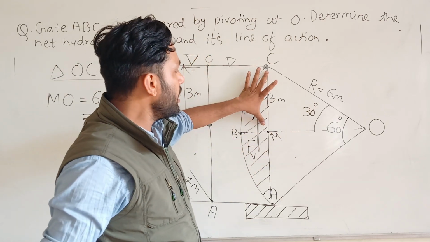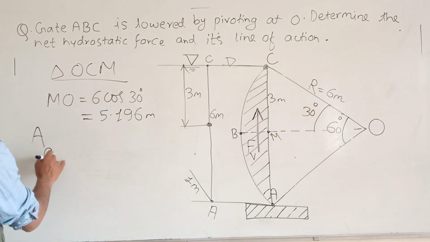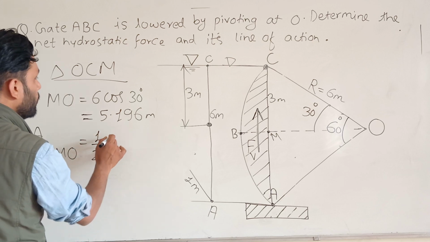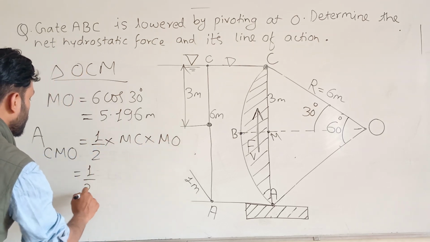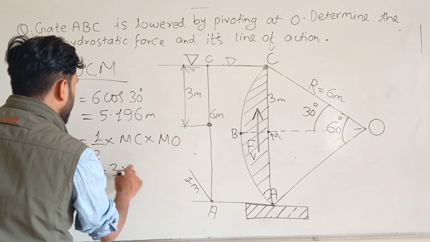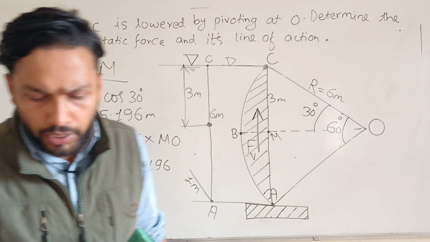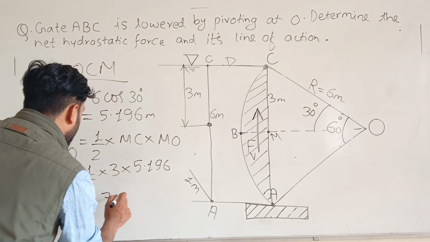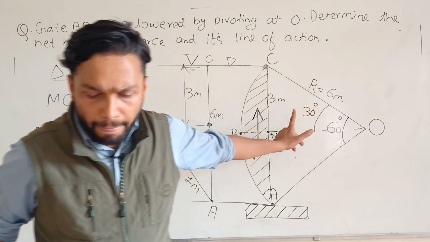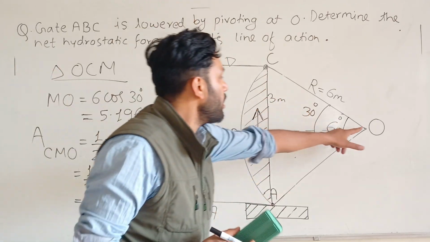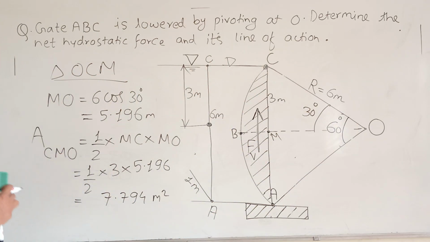Knowing MC and MO, you can easily find the area of the triangle CMO. Area of the triangle is equal to half into MC into MO. MC is 3 meter and MO is 5.196 meter. So the area of CMO is 7.794 meter square. But you need the area of the triangle OCA. The area of the whole triangle OCA is 2 times the area of the triangle CMO.